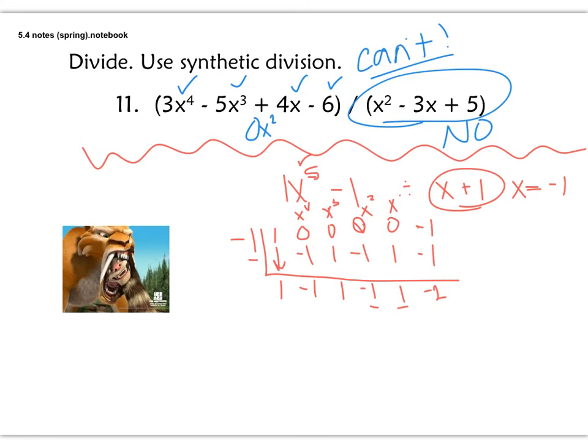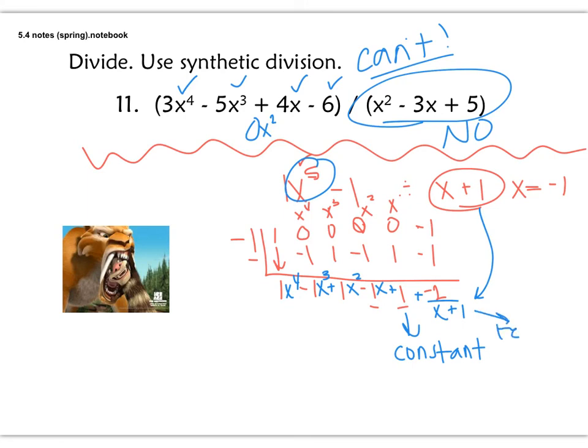Plugging back in, that was x to the 5th, so this would be x to the 4th minus x to the 3rd plus x squared minus 1x plus 1 plus negative 2 over x plus 1, right? Whatever we're dividing by comes down. But again, notice I have all of these stair steps, and then I have a number for the constant, which is the one that does not have an x, and then I also have a remainder.